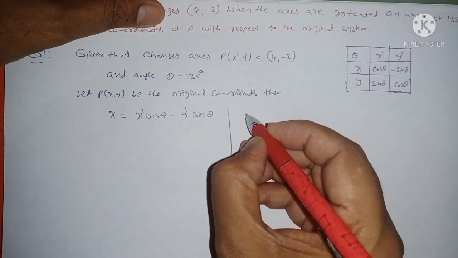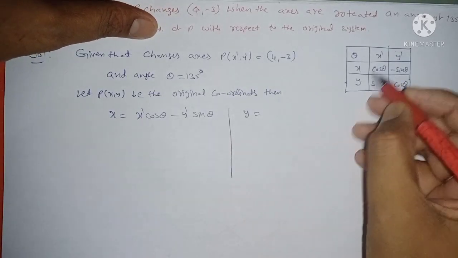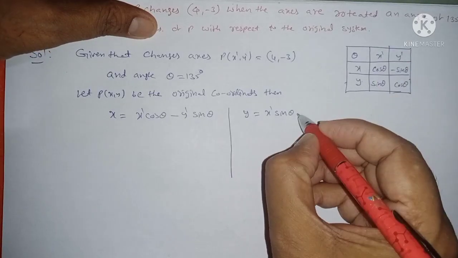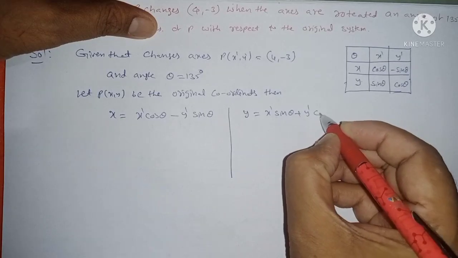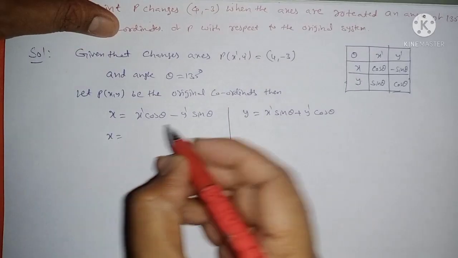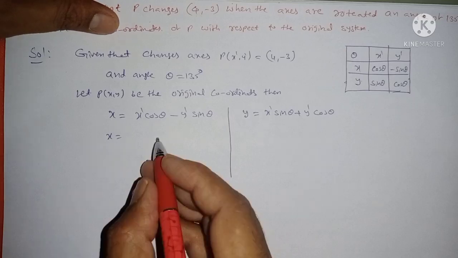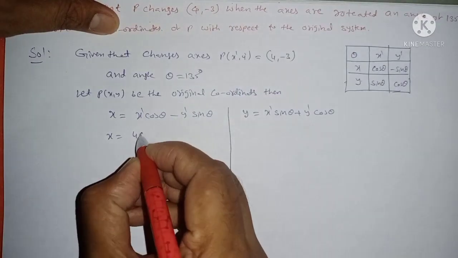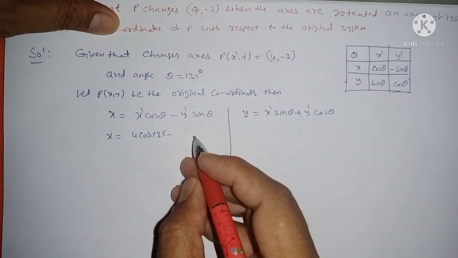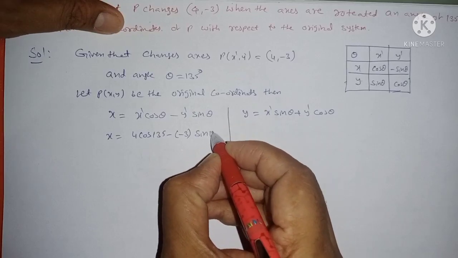Similarly, y is equal to x dash sin theta plus y dash cos theta. Substitute your x dash and y dash value and theta value also. X dash is 4, cos theta is 135, minus y dash is minus 3, sin 135.